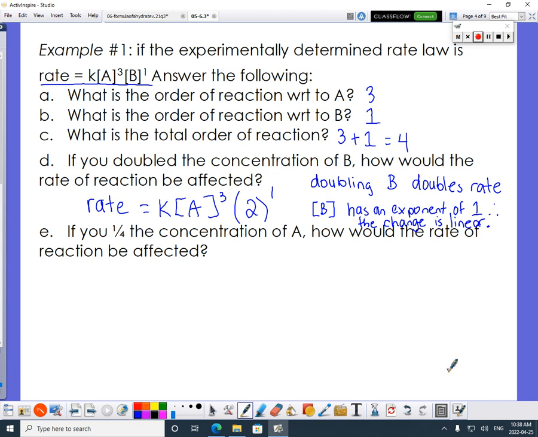Essentially, both of those statements are identical really. One's a little bit more mathematical. So you kind of have to decide how far you want to take it. What is your math knowledge? How comfortable do you feel about it? Because this is fine: doubling B doubles the rate. All you would have to do is 2 to the power of 1. That would give you an answer of 2, and that would tell you what would happen to the rate.